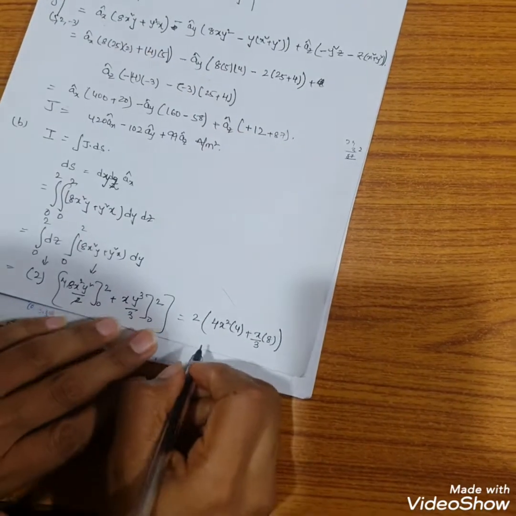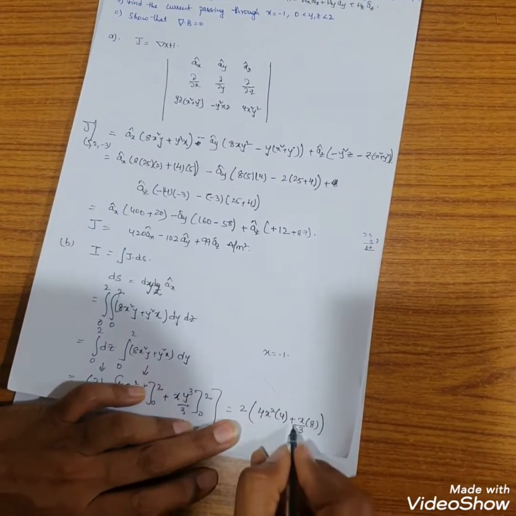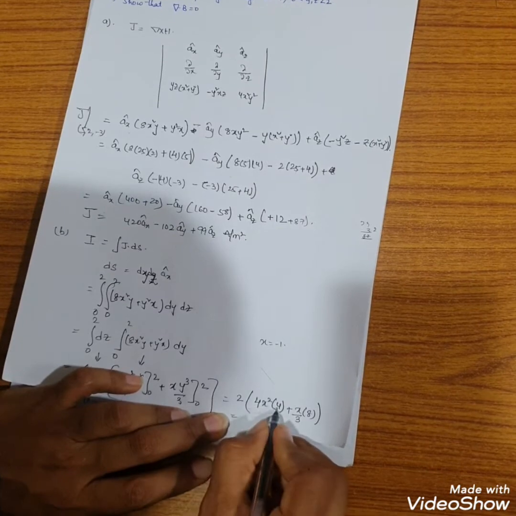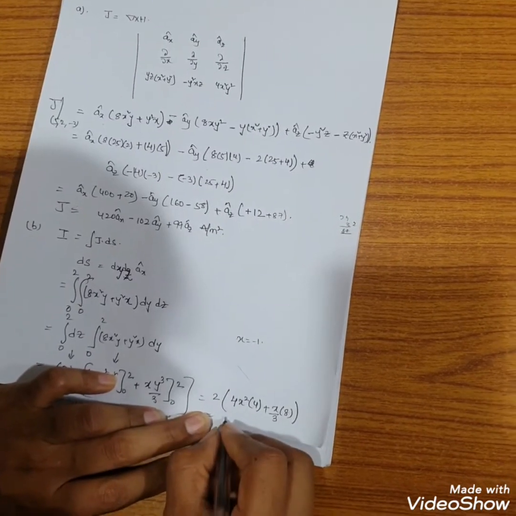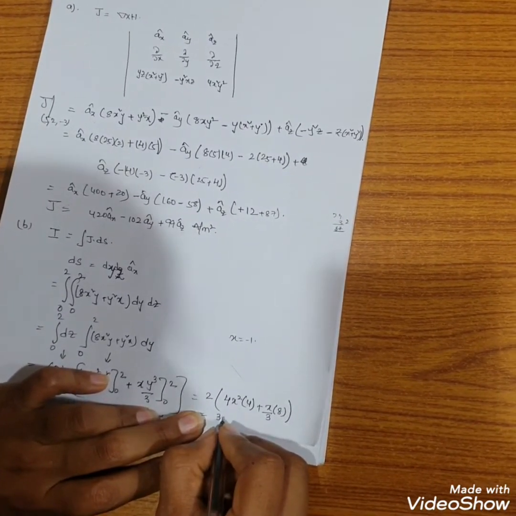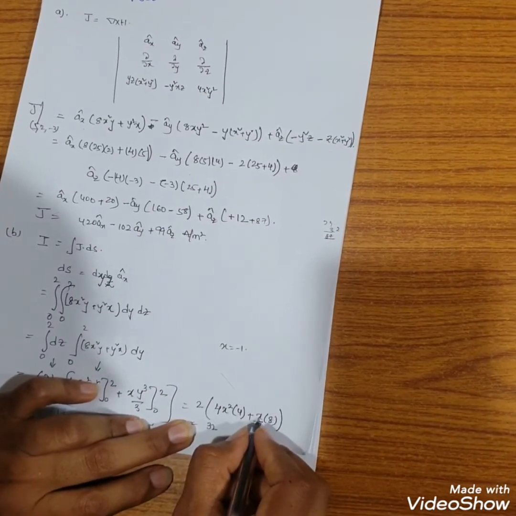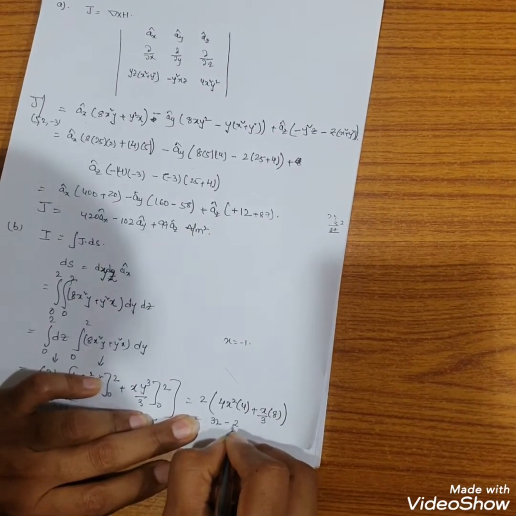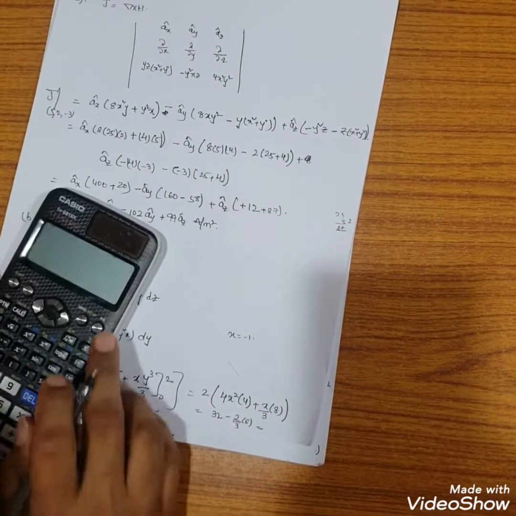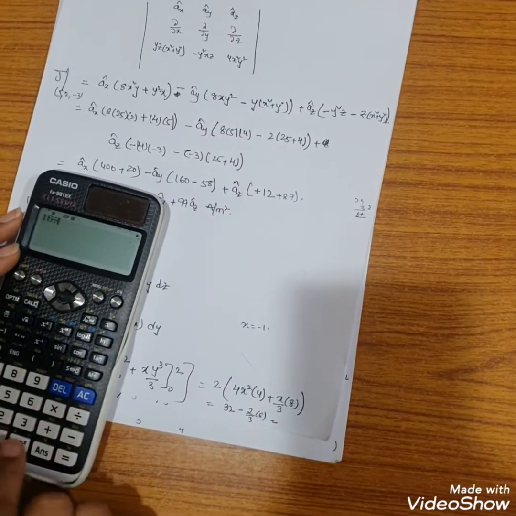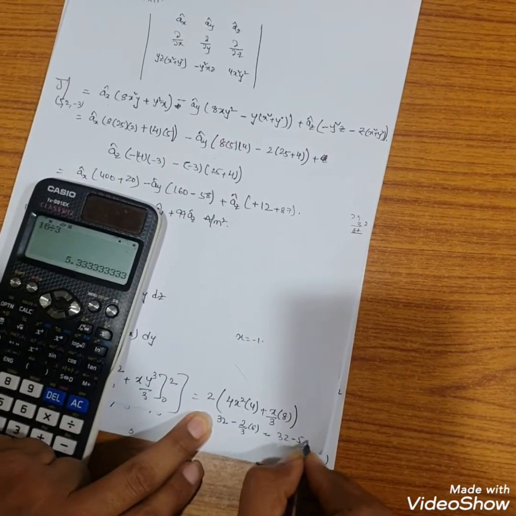Now your x value is constant here in this plane, x is equal to minus 1, so substitute x as minus 1 at the end. Here 4 4s are 16, and 16 x square is anyway 1 square. 16 2s are 32. Here x is equal to minus 1, so it is minus 2 by 3 into 8. If you do the calculation using the calculator, 2 8s are 16, divided by 3 is 5.33. So 32 minus 5.33.